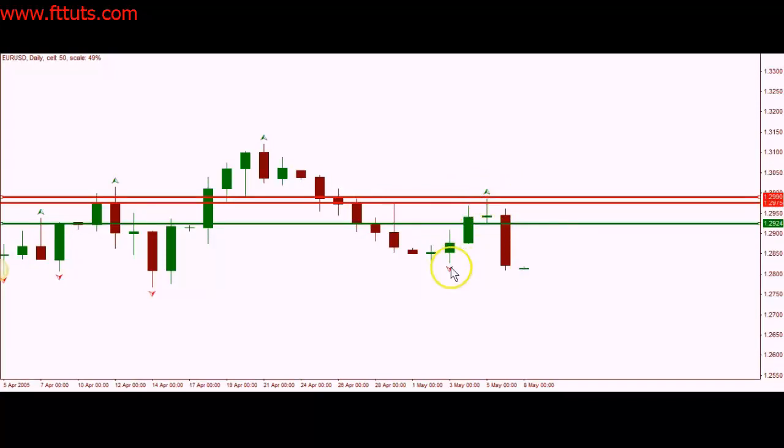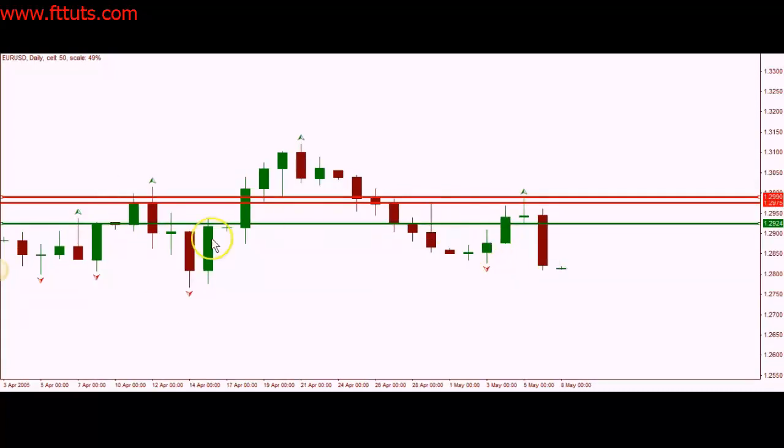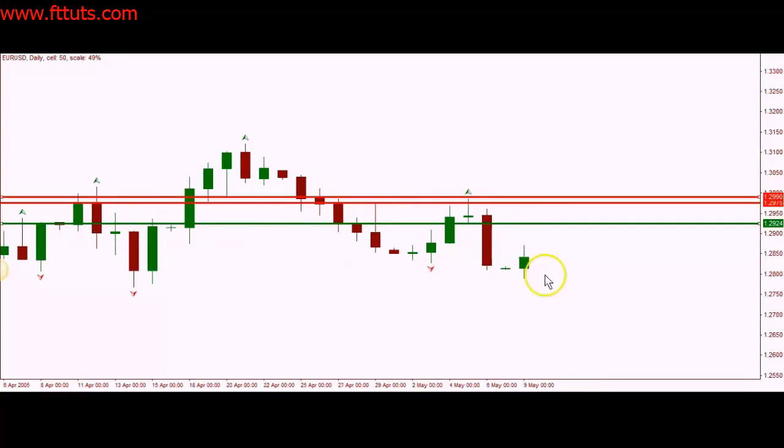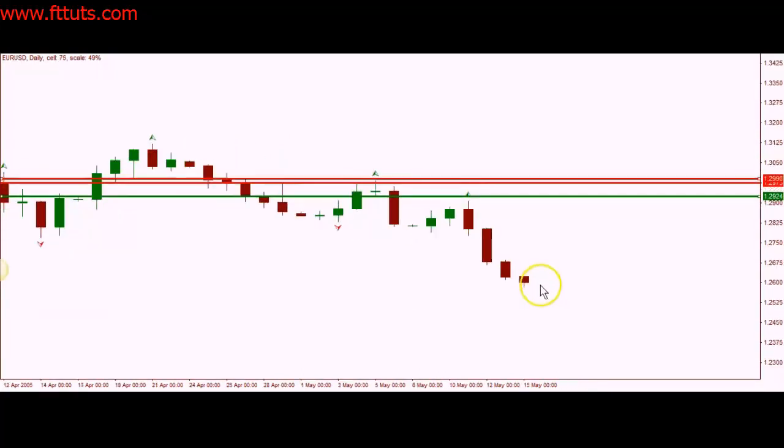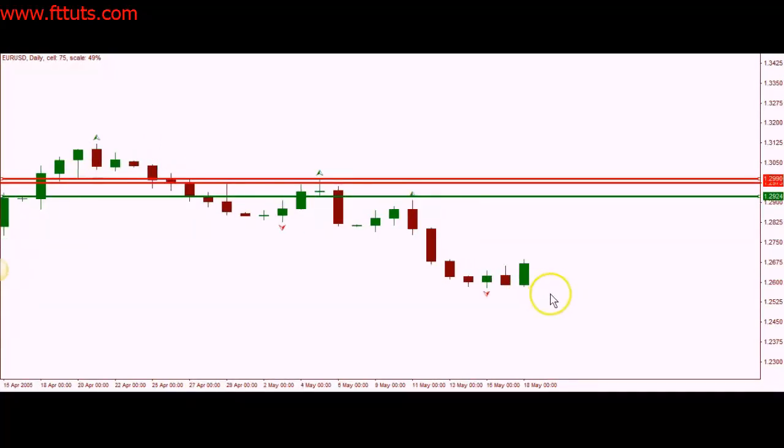But playing this evening star, this is where we would enter, and then when you look to your left to find your targets, as usual, you look for support and resistance levels. Now, I'll go past this level because that is right next to where we are, and then the market takes off and moves to the downside, and you got yourself a good trade.